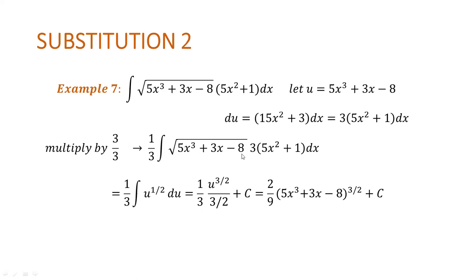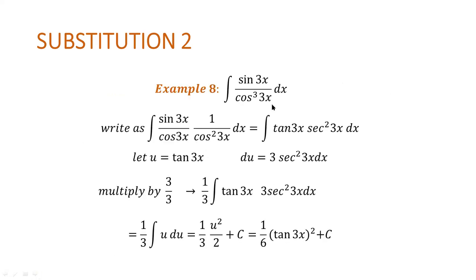So then you will only use power rule for the entire expression 5x cubed plus 3x minus 8. So that would be 1/2 for its power plus 1, so that would be 3/2 over 3/2. So the 1/3 divided by 3/2 would be 2 over 9. And your u will be this original expression 5x cubed plus 3x minus 8, and the exponent is 3/2.